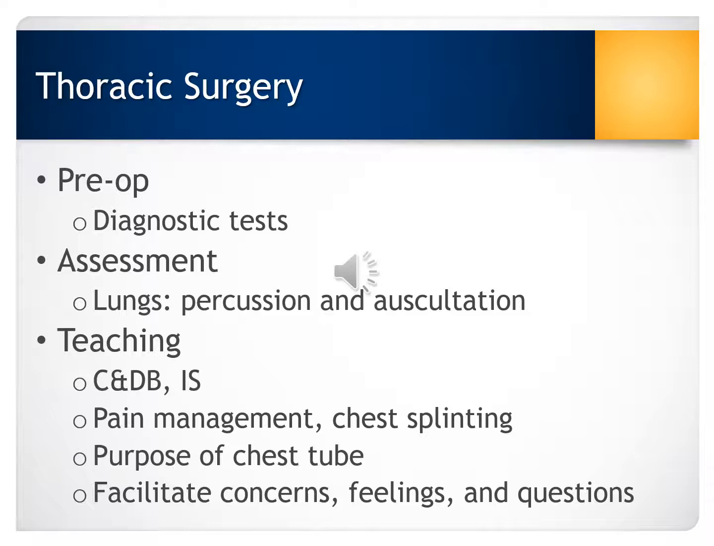We could teach them some chest splinting, so they can splint their chest during that coughing and deep breathing. They can also splint their chest with any movement in bed, when they get up to ambulate, when they change positions. We want them to know that they may have a chest tube, so we'd want to give them the information about the purpose of the chest tube and any concerns about activity or restrictions with the chest tube. And we just want to make sure that we address any of their concerns, talk to them about how they're feeling about the surgery, and make sure their questions are answered.